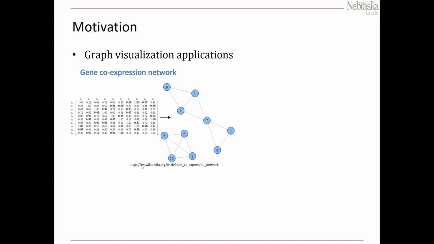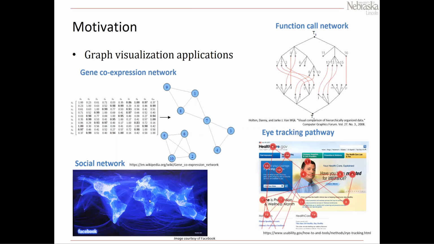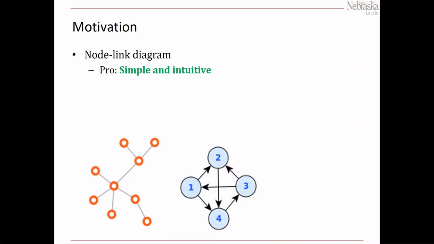So graph visualization has been widely applied in many areas. For example, social networks. I just borrowed this social network visualization from Facebook. In software engineering, they also have function call networks to indicate the relationships between the modules in a software system. And in eye tracking systems, they also use graph visualization to show the eye tracking pathways.